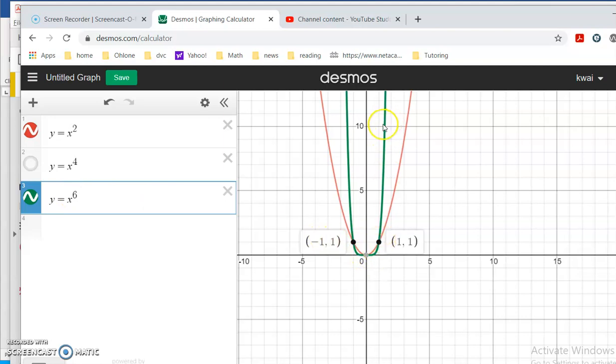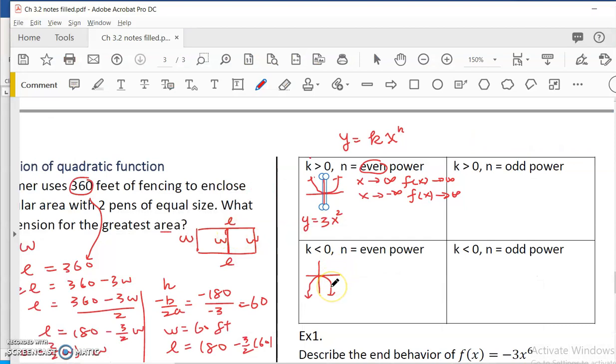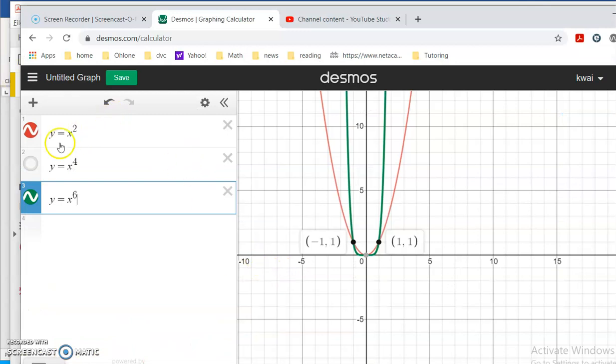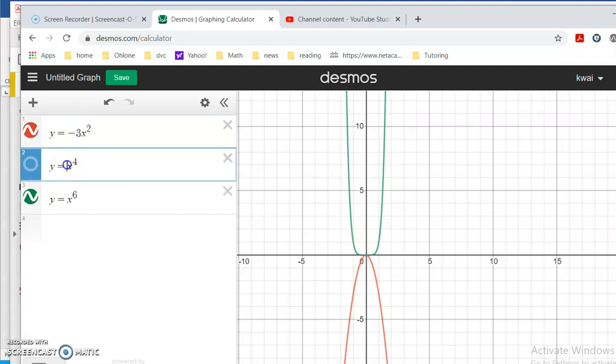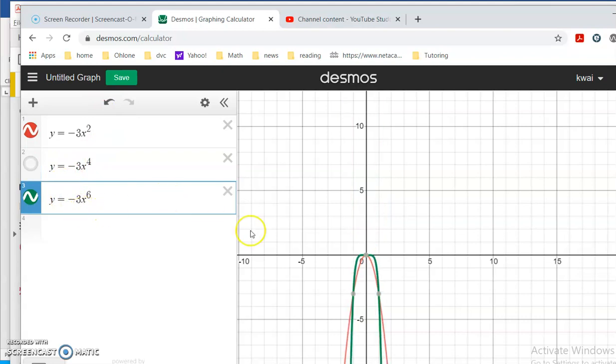But then it just shoots up faster. So by looking at the graph and also by building a table, you can tell if you have a negative number. Okay, if I put in a negative, let's do negative 3. Oh, suddenly it flips over, because that's negative 3. So they all flip over because of a reflection.